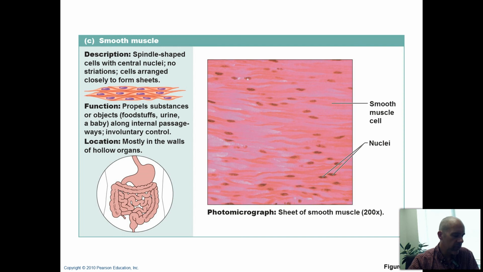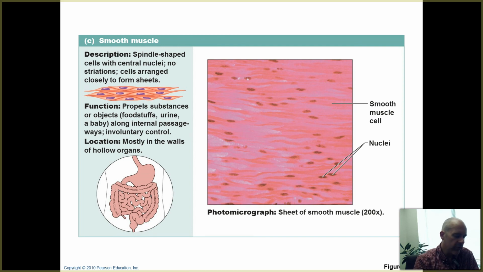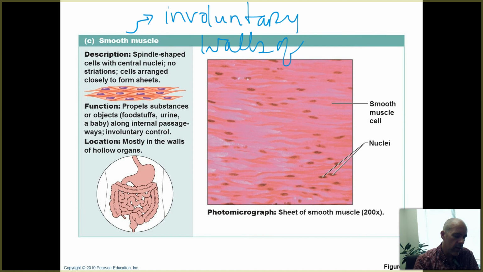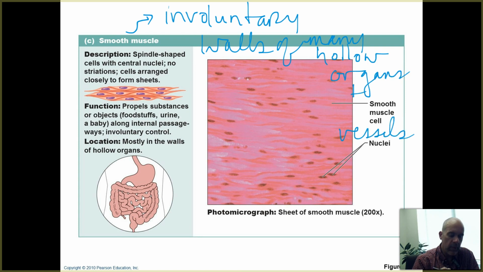All right, finally, your smooth muscle. Smooth muscle cells are also involuntary, and you find these in the walls of many hollow organs and vessels, blood vessels, lymphatic vessels, which those are organs. Remember, technically, even though we're not used to thinking of those as organs, they really are.